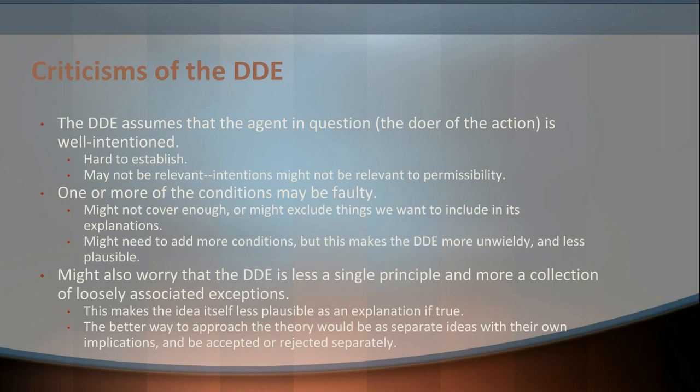Similarly, if the doctrine of double effect is nothing but loose associations of ideas or a loose collection of exceptions, then failing one may not be nearly so big of a deal. And we might simply say that, well, that condition is not relevant here. Instead, it's these other exceptions that we need to evaluate this on. So it's more than just a semantic worry about whether it's a single unified theory or not. It does have consequences for how we use this theory in evaluating things.